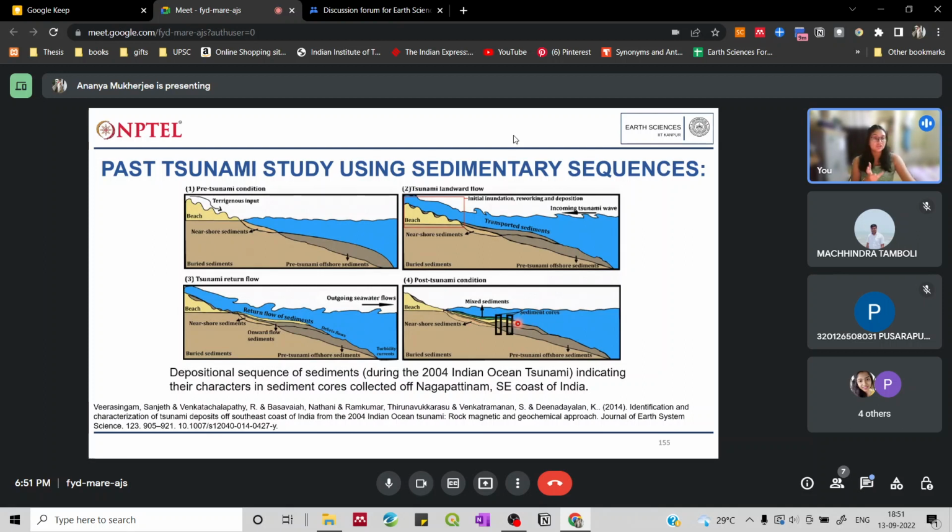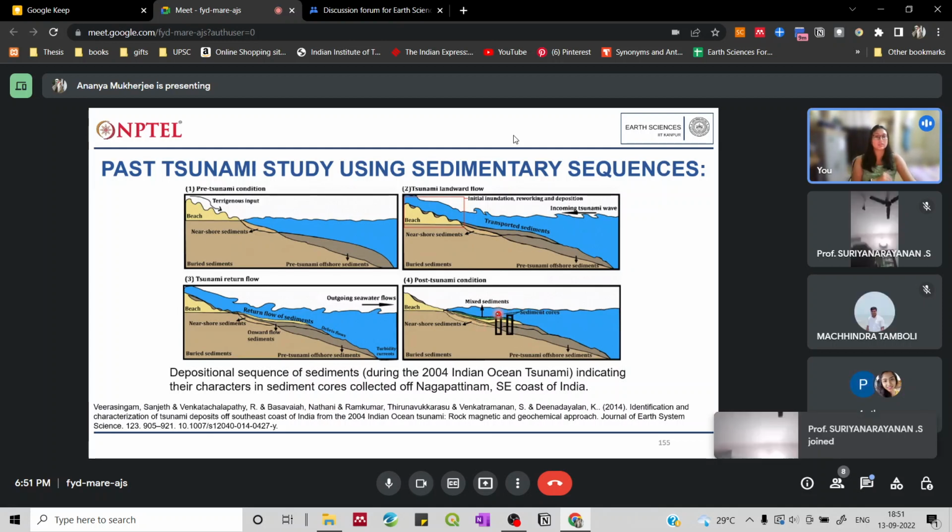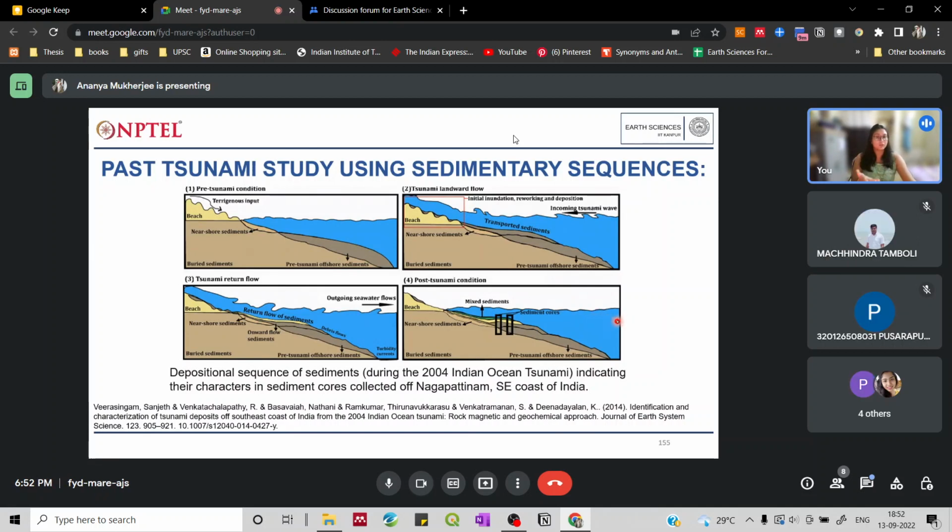So if you do trenching, you can try to see what kind of sedimentary sequences are there, and try to understand from that. So this is one way we can study past tsunamis, and then try to suppose it's a recurring phenomenon in that place. Suppose tsunamis happen every other year or something like that. The sedimentary sequences that are there can also tell us the frequency of how often this area is being affected by tsunamis.